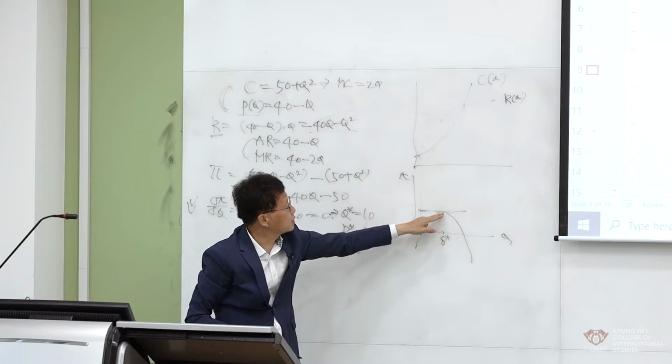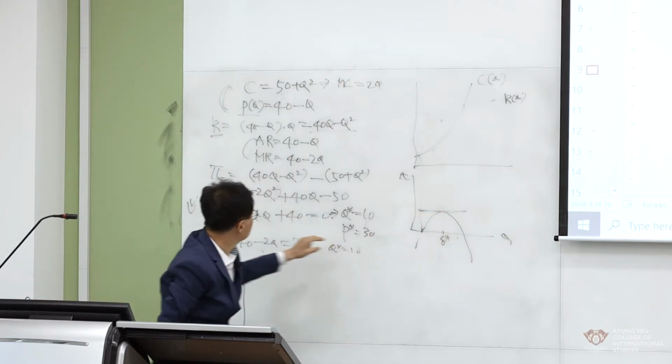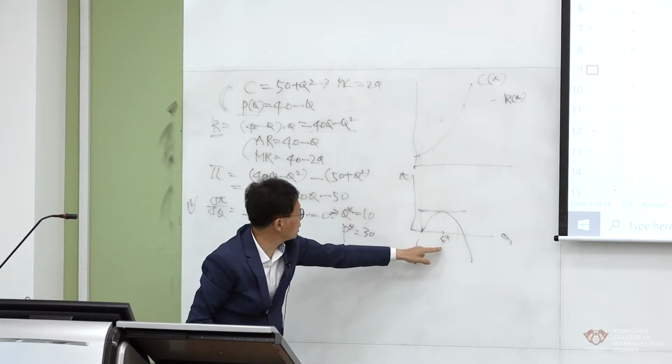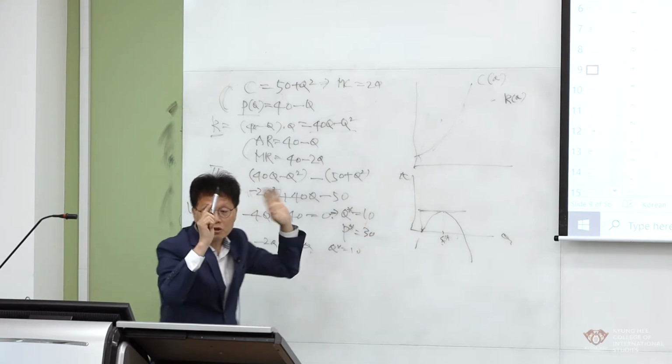When profit is maximized, the first derivative should be equal to 0. That is this one, right? Then we know Q star equals 10, P star equals 30. Got it? That is the first way.